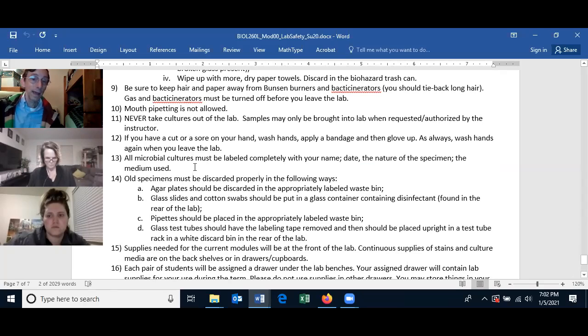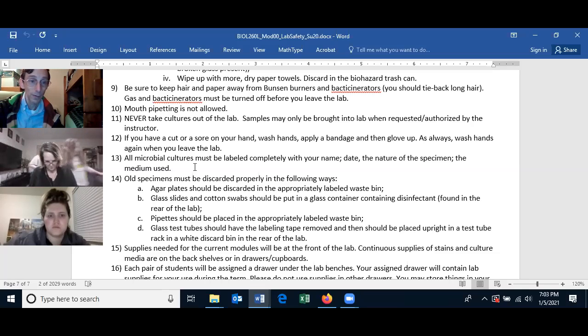Everything in the lab should be labeled appropriately, completely, with 4 things: your name, the date, the nature of the specimen, and the medium used. You may also optionally put the temperature you're growing it at, but everything must have your name or your initials, the date, the nature of the specimen, and the medium used.